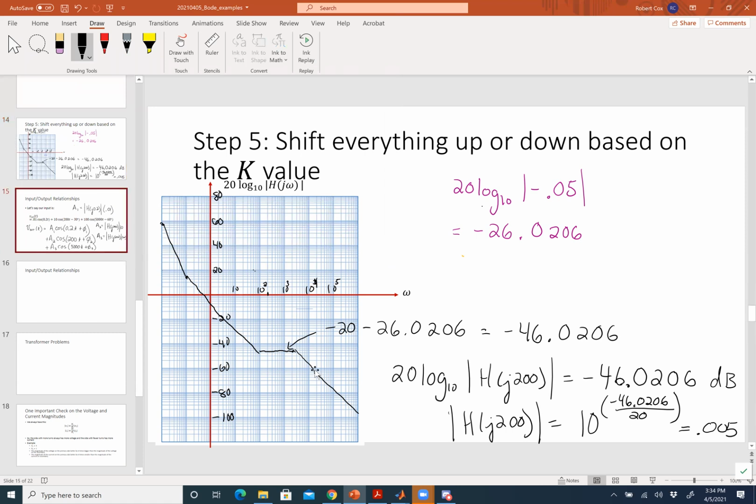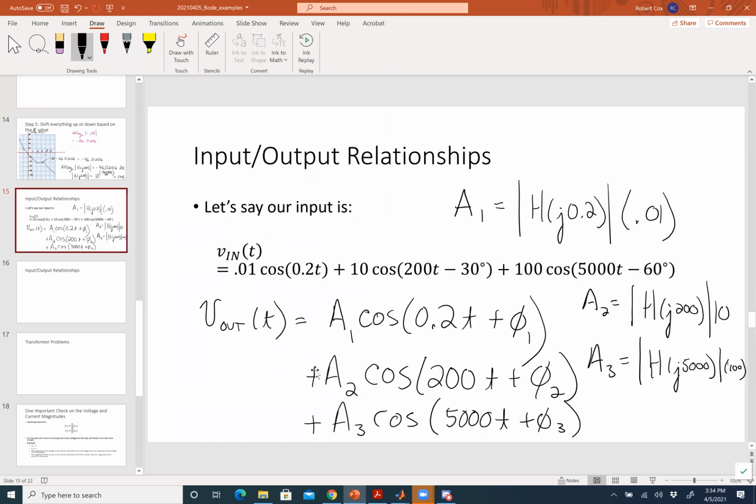So that means that the output at that frequency, the A2 value, would be 0.005 times 10, okay? What that means is I put in a 10 volt cosine at 200 radians per second, and I got 50 millivolts out. So it's been attenuated. I made it smaller. I'm filtering it, sort of. That's the idea. Questions about that?